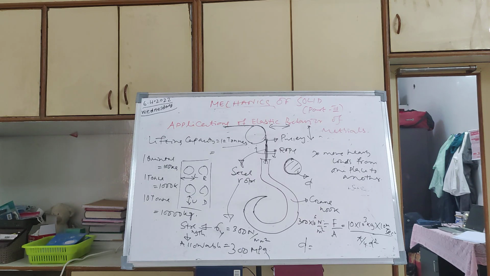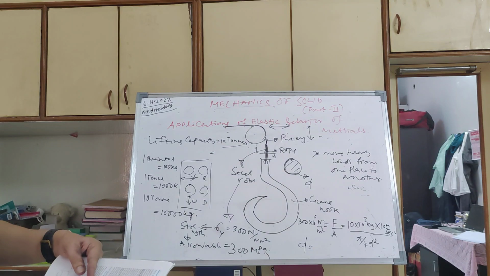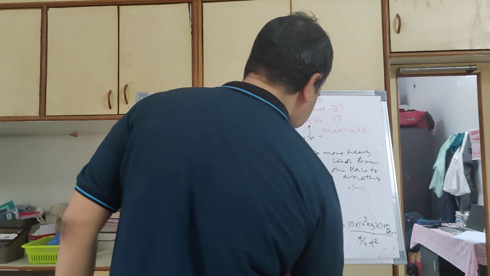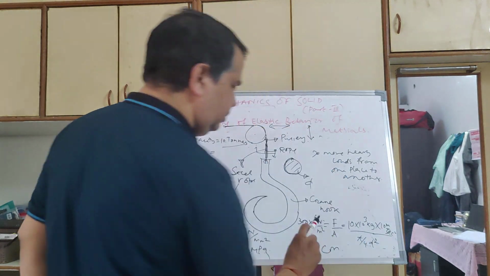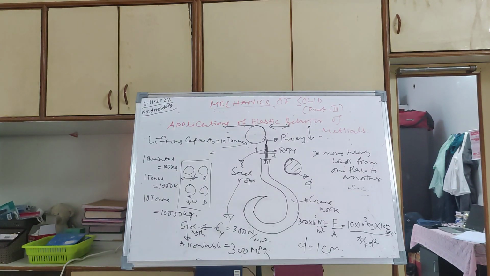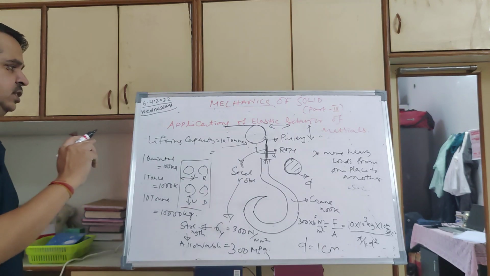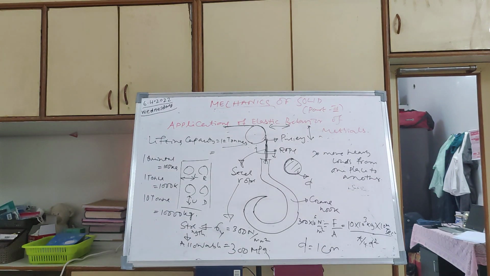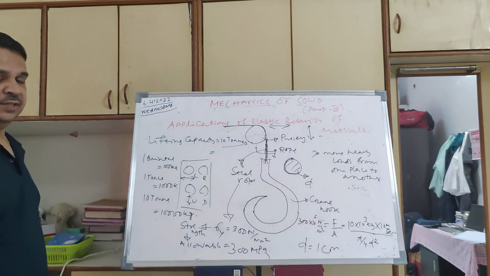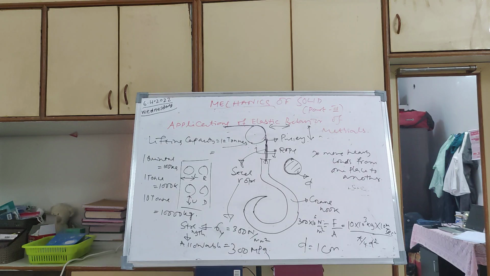By solving this, you will find the diameter of the rope to be 1 centimeter. You just solve it and find out how it is 1 centimeter. I am not solving it here. You write down the question and just write down what is force. Force is 10 tons, that is 10,000 kg.